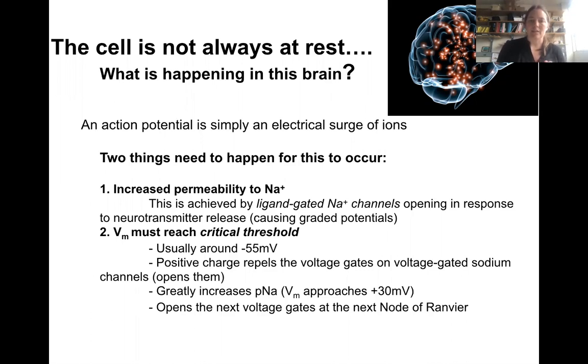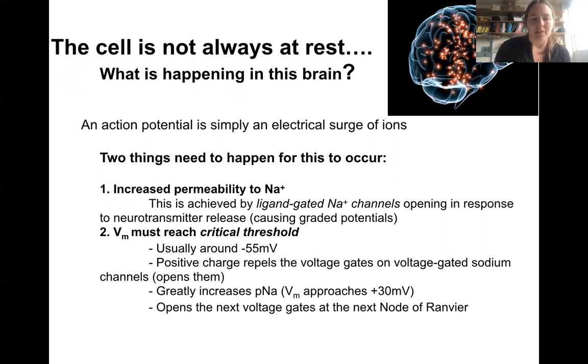So two things need to occur for this to happen. First, you have to have an increased permeability to sodium. And this is where we're in the receiving cell in the dendrite. This is achieved by mostly ligand-gated sodium channels that open in response to a neurotransmitter signal. This causes a graded potential in the neuron. And if that graded potential elevates the membrane potential of the cell to a threshold level at the axon hillock, then you get an action potential.